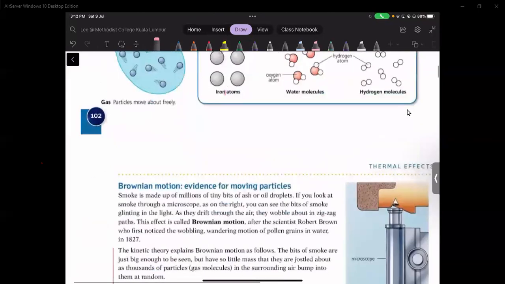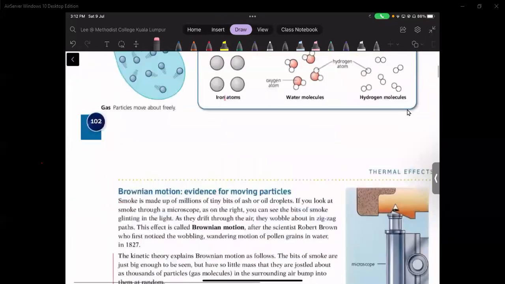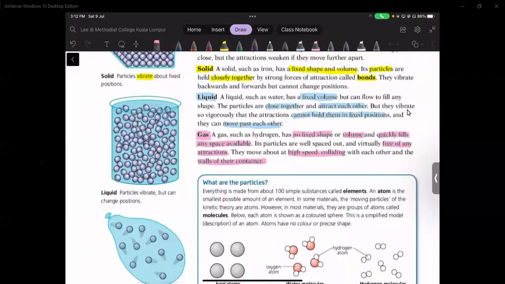So this is the kinetic theory. And one thing that is interesting is this thing called Brownian motion, which shows us the motion of the particles, especially the high speed colliding with each other. So we can see this using Brownian motion.